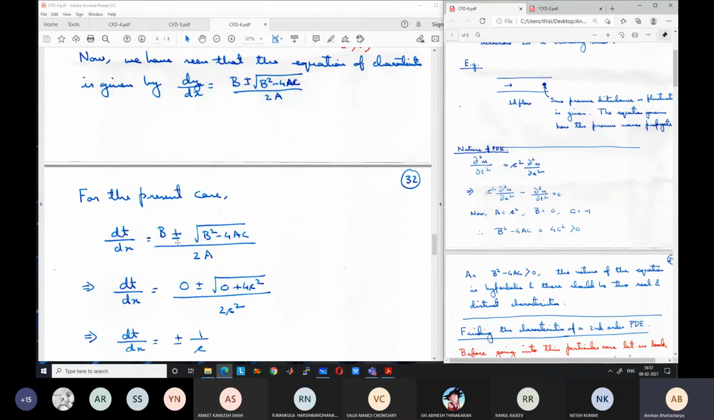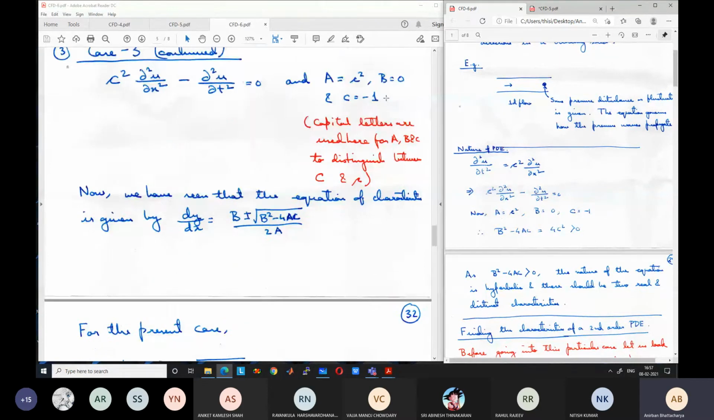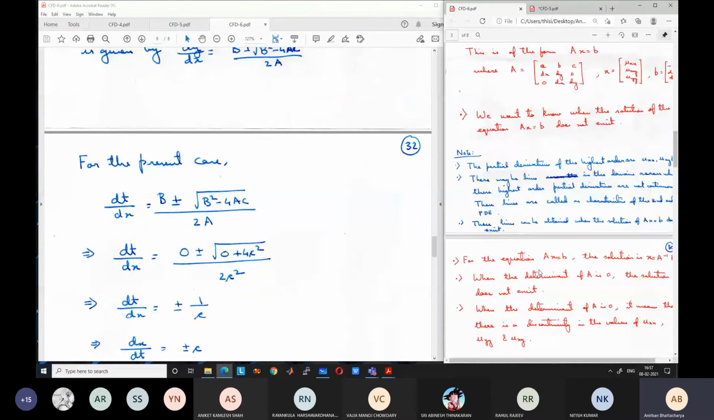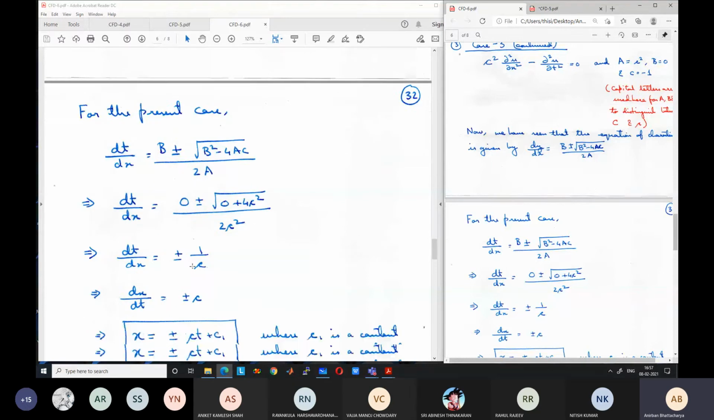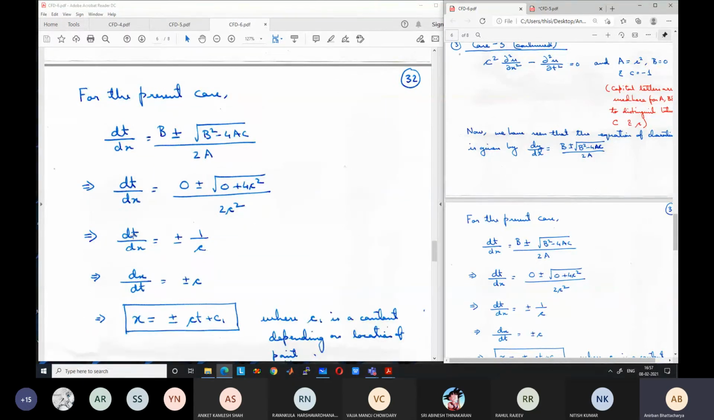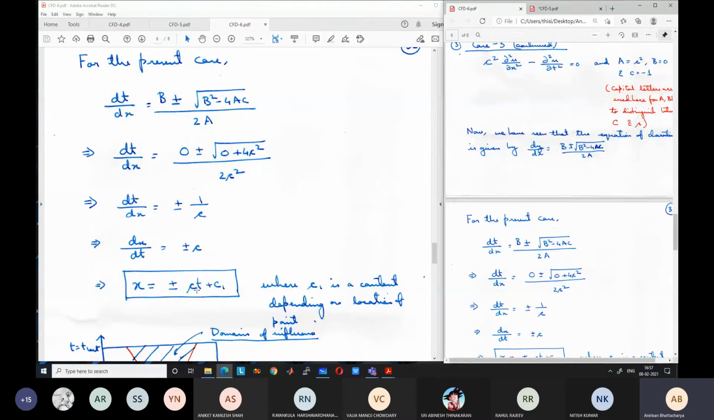Replacing these values, we get 0 plus minus root over 0 plus 4c squared, by 2c squared, since A is c squared. After simplifying, you get dt/dx is equal to plus minus 1 by c, or dx/dt is equal to plus minus c. By integrating, you get x is equal to plus minus ct plus some constant c1, where c1 is a constant depending on the location of the point.